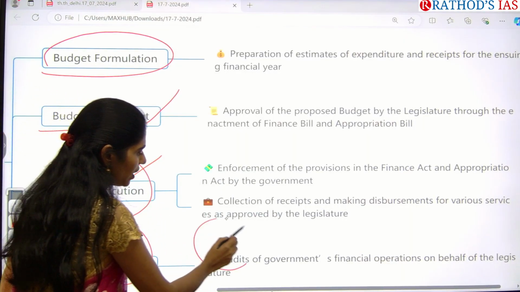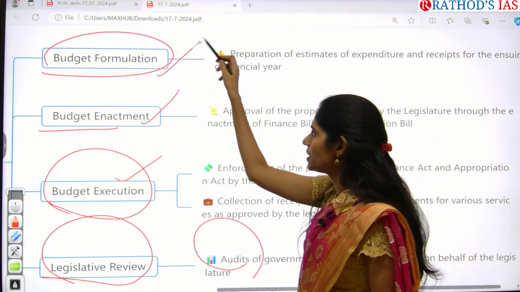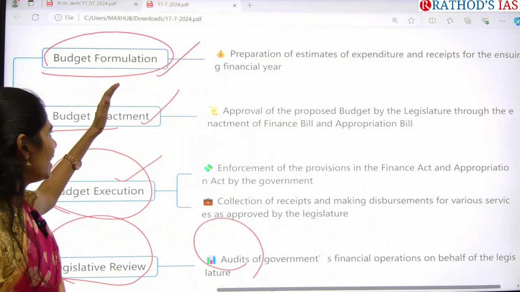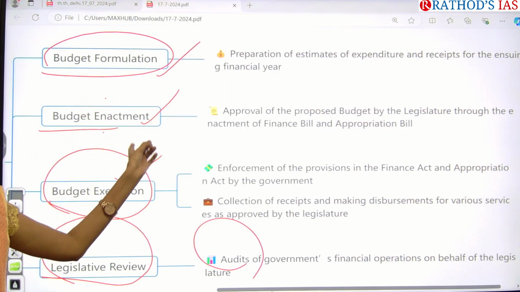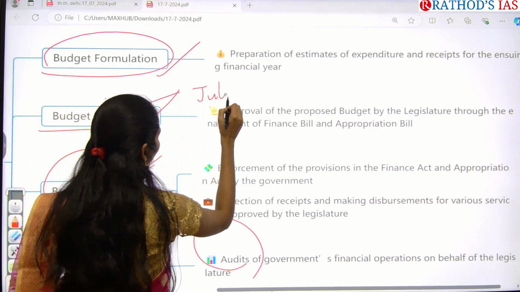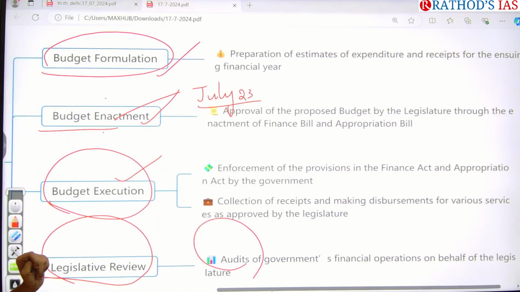So in this budget we have 4 steps. In this formulation of budget, this preparation of budget, we are now in the last step, because this is news. After this is done, our finance minister will be introducing this budget. This second step will start from July 23rd onwards. Okay, clear? No doubts, right? So far?